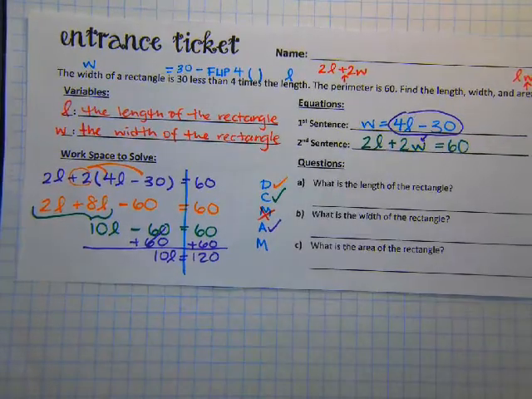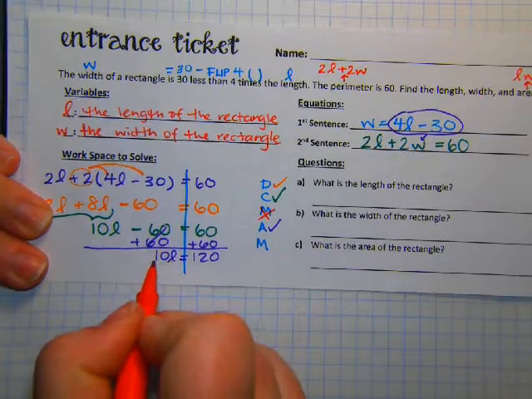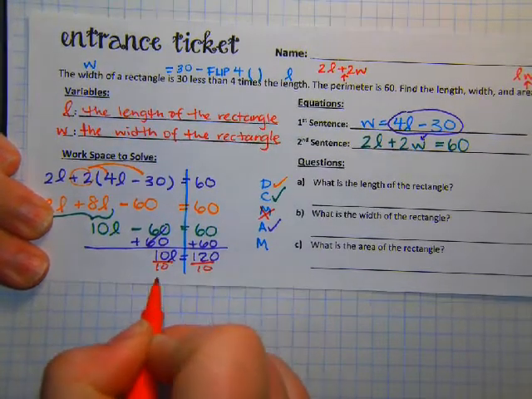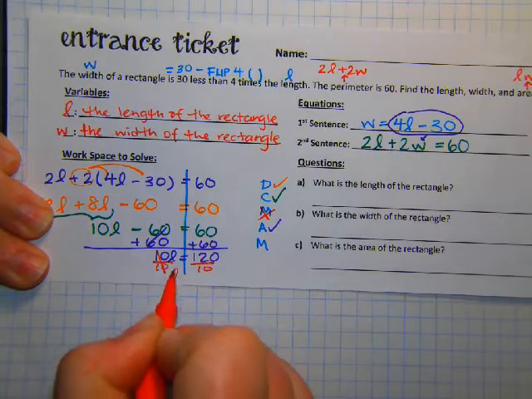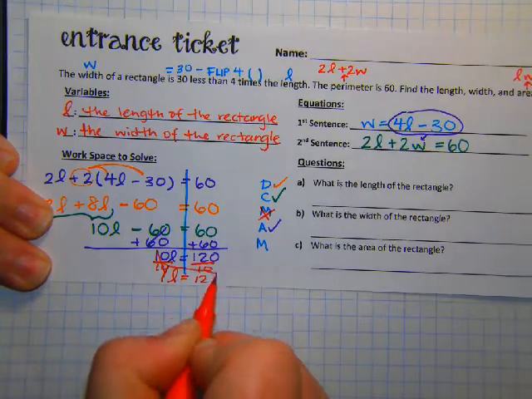And then lastly, you multiply or divide away by the coefficient, which is 10. So divide by 10. And 10L divided by 10 is 1L, equals 12. Okay.